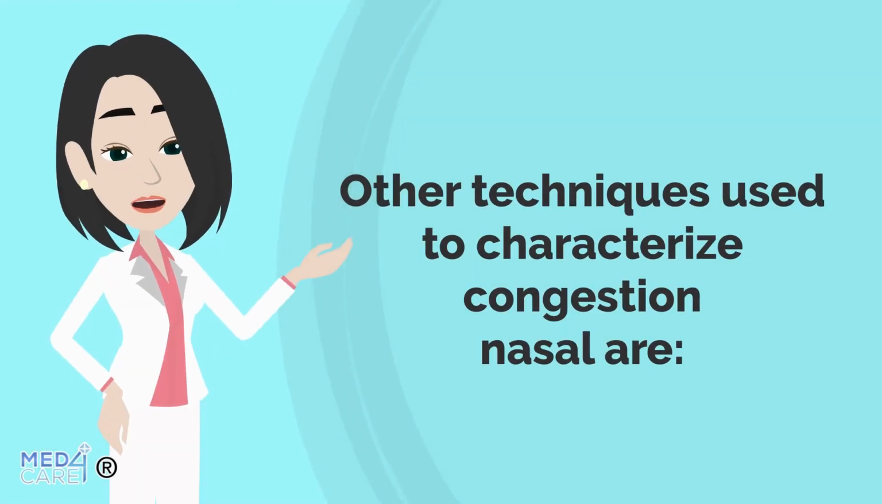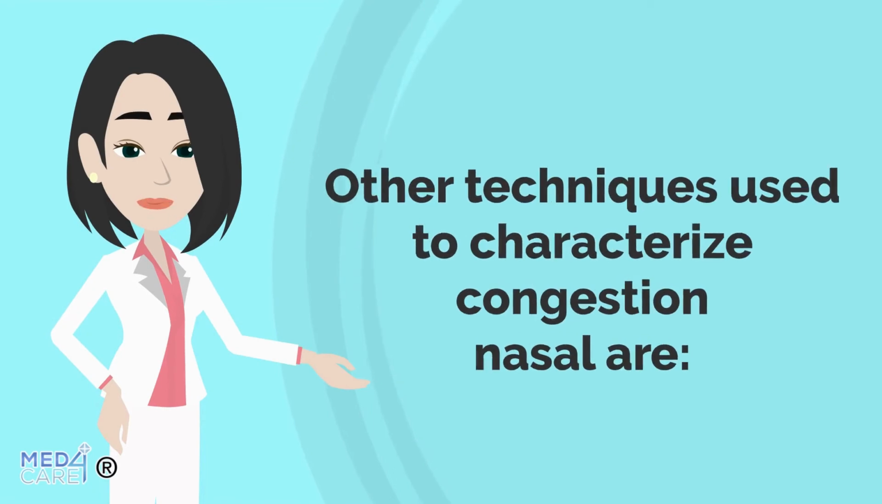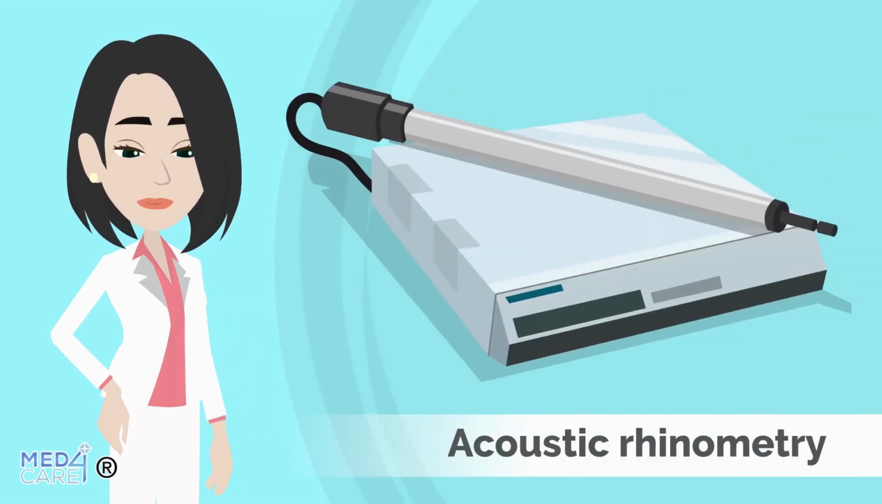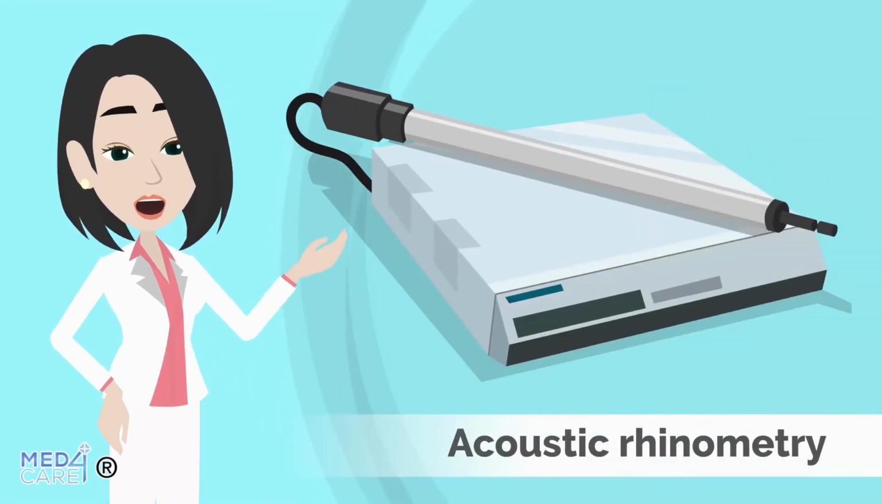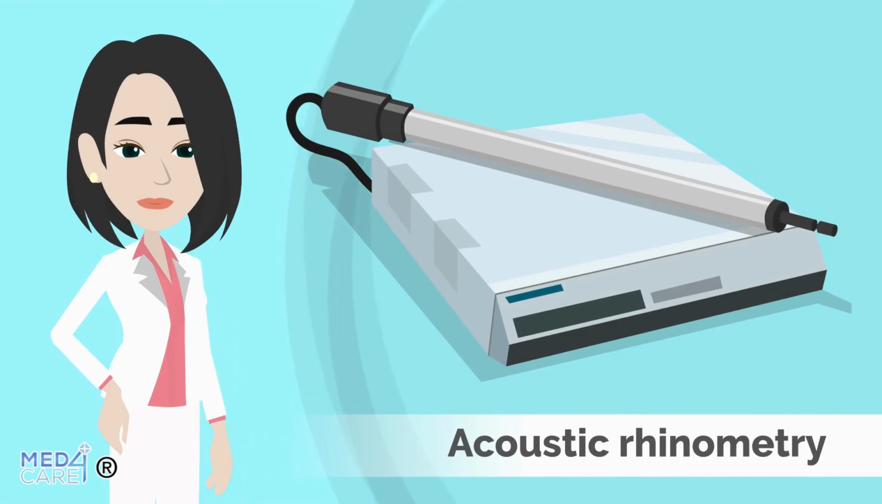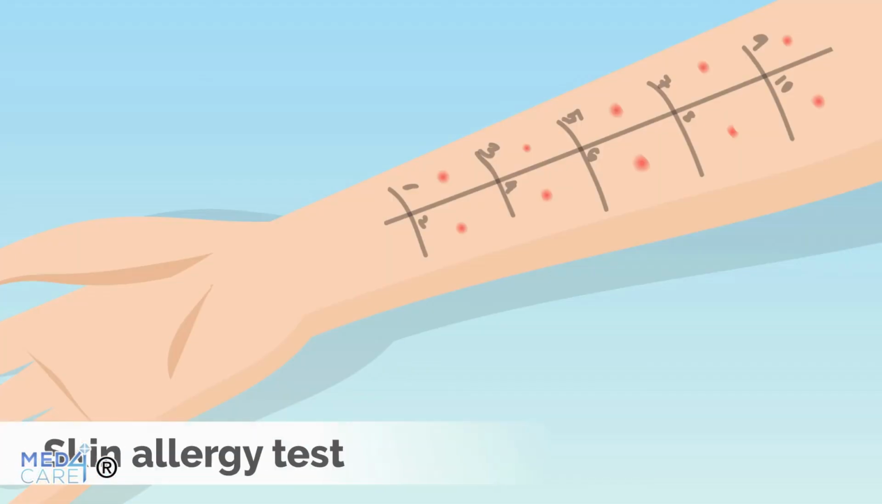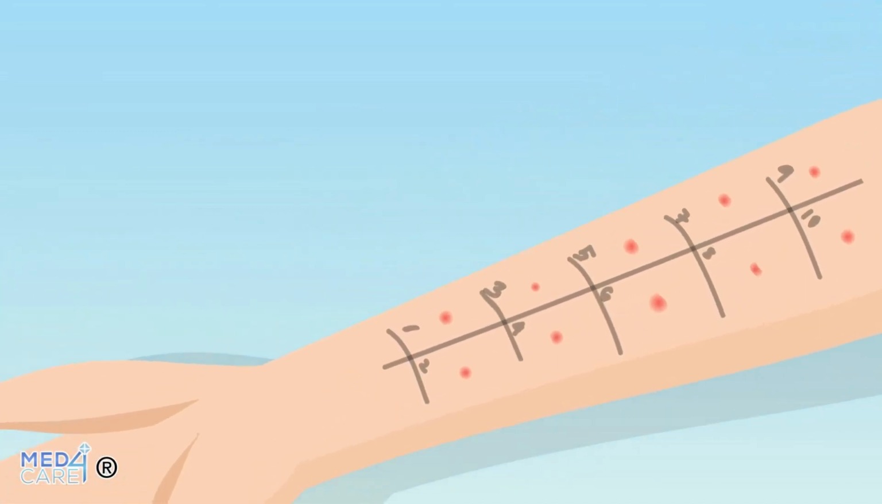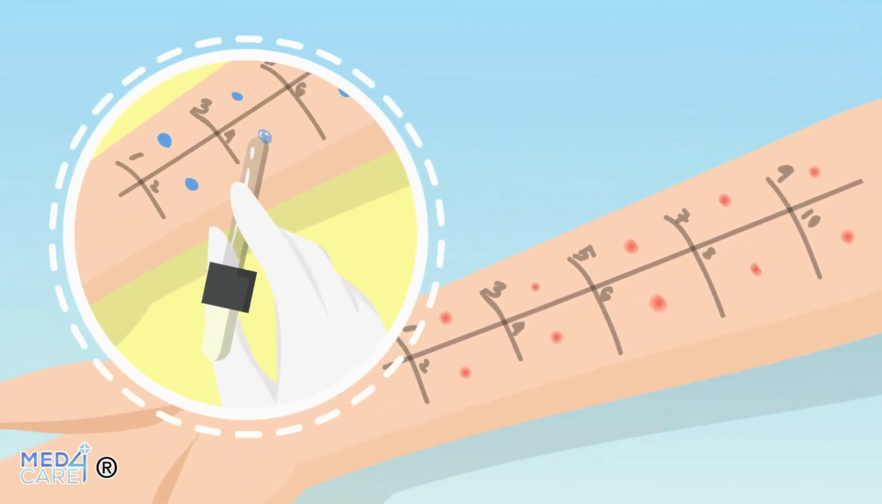Other techniques used to characterize nasal congestion are acoustic rhinometry, which allows you to estimate the small microvascular changes associated with congestion by amplifying a sound recorded inside the nasal cavity. Finally, it often happens that together with these specific tests, blood tests are required to investigate any allergy in progress and skin allergy tests in order to trace the identity of the environmental allergen.